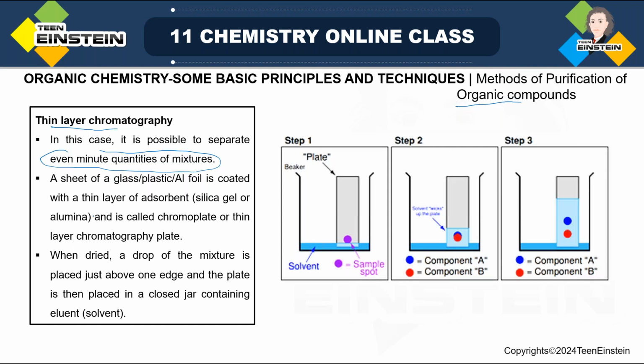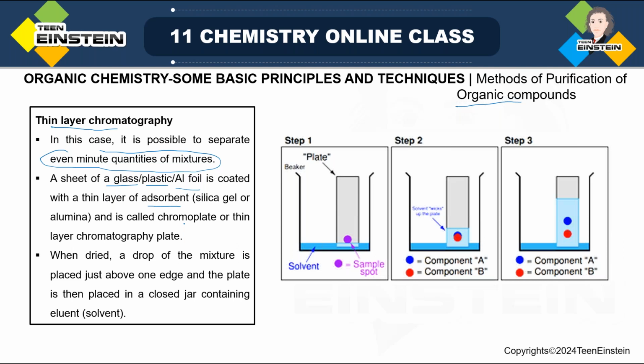In this case, there will be a sheet of glass. It may be plastic or aluminum foil. And on this sheet, there will be a thin layer of adsorbent. That is what makes it adsorption chromatography. And this adsorbent is either silica gel or alumina. Remember, in column chromatography, inside the column, we fill it with silica gel or alumina.